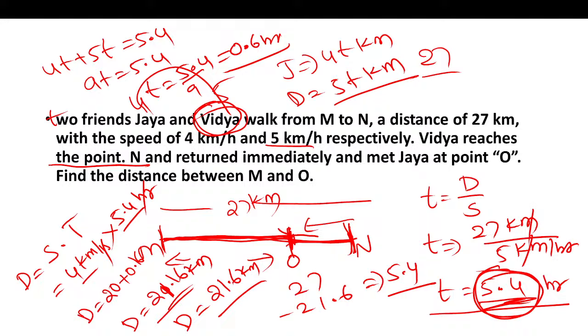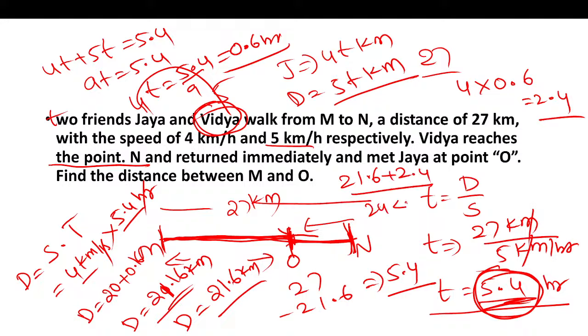Jaya has already covered 21.6 kilometers before Vidya turned back. So in that case, she covered 4 into 0.6, nothing but 2.4 kilometers. So totally, in the previous case she covered 21.6 kilometers plus now 2.4. Totally 24 kilometers.